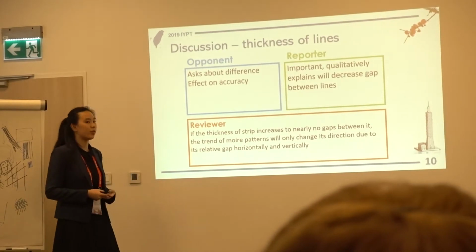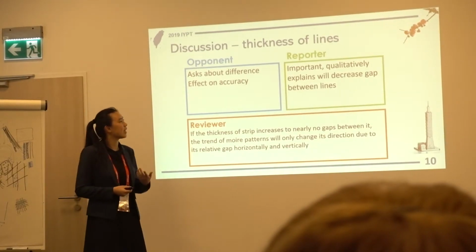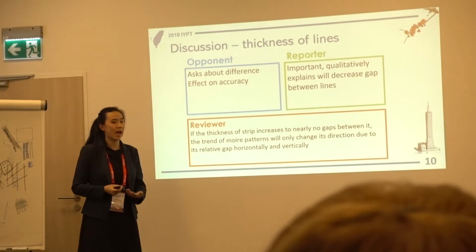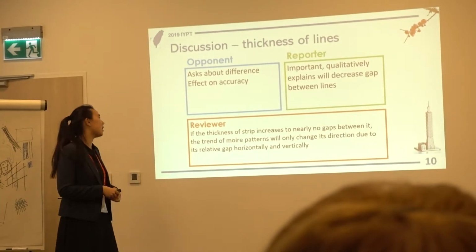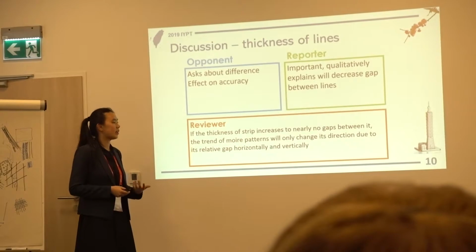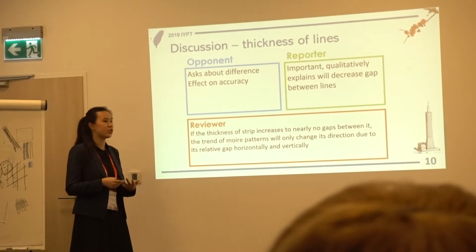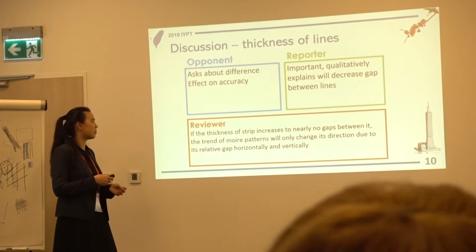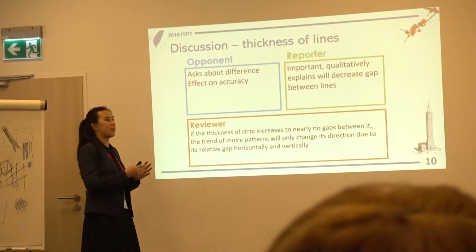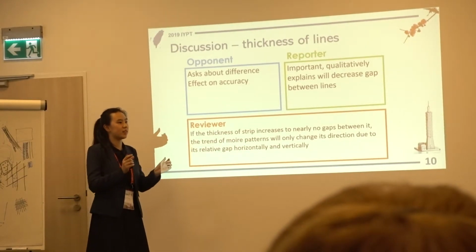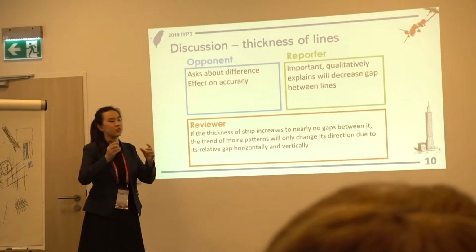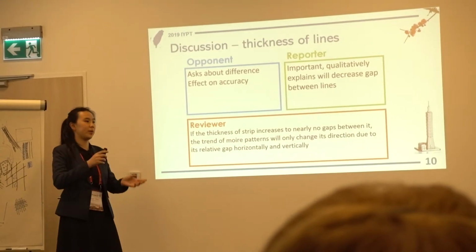Next, they talked about thickness of lines, and the opponent asked about the effect on accuracy, and the reporter said that it is important and qualitatively explained that it would decrease the gap between the lines. And I agree, but if the thickness of the strip increases to nearly no gaps between it, the trend of the Moiré patterns will only change its direction due to its relative gap, horizontally and vertically, because the gap horizontally might suddenly become less than the gap vertically, so the direction of the Moiré pattern will flip.